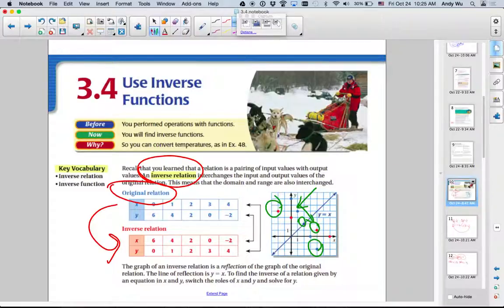Okay. Notice what's happening here. This point goes here. This point goes there. This point doesn't change. This point goes there. This point goes there. What's the pattern? It's flipping over the y equals x line, or the 45-degree line. Why?